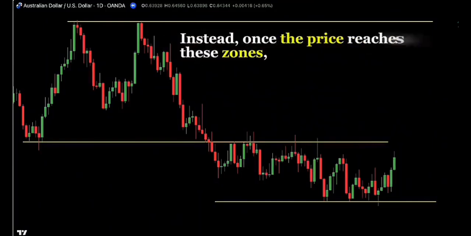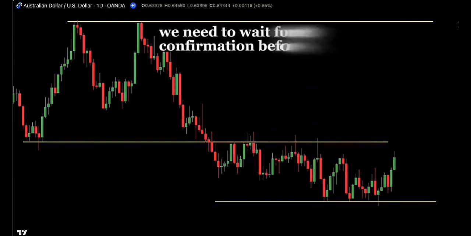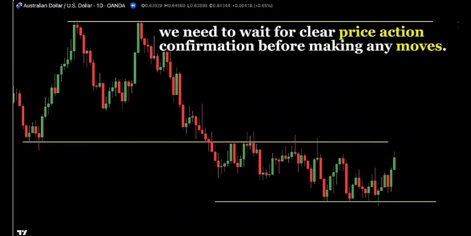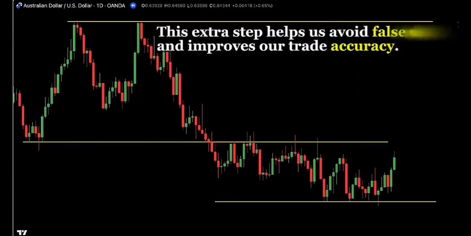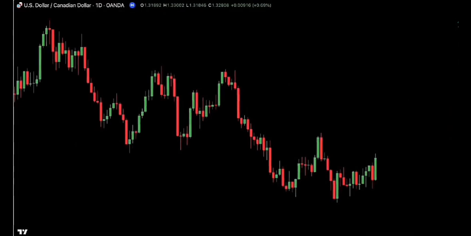That's a common mistake. Instead, once the price reaches these zones, we need to wait for clear price action confirmation before making any moves. This extra step helps us avoid false signals and improves our trade accuracy. Now, let's apply the same process to a different currency pair.